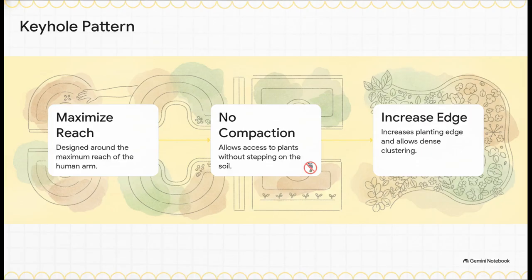Traditional gardens use straight parallel paths, which means up to 50% of your garden area is just compacted dirt reserved for walking. What a waste, right? The keyhole bed solves this completely. It's designed around the maximum reach of the human arm. By creating a central node with a small path leading in, shaped exactly like a keyhole, the gardener can reach every single plant without ever stepping on the growing area. It increases the planting edge, allows for super dense clustering, and keeps that soil pristine.